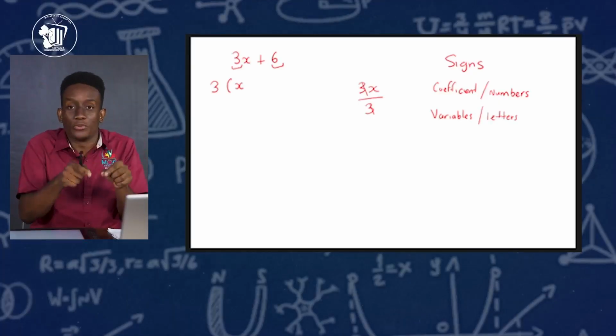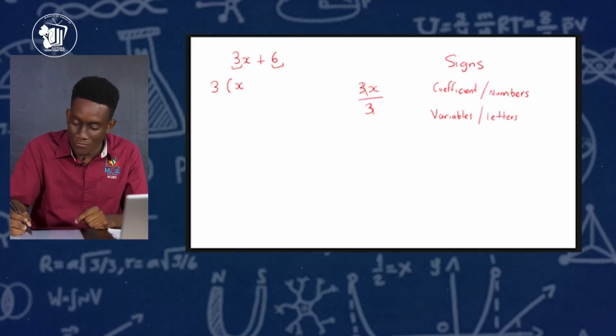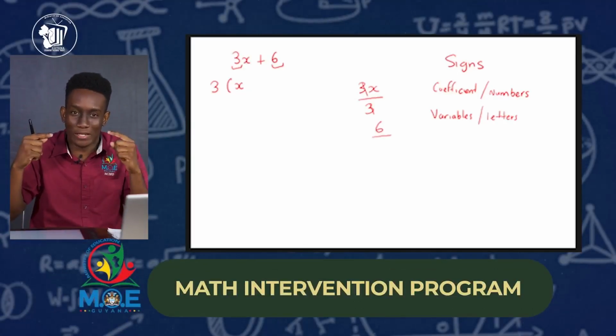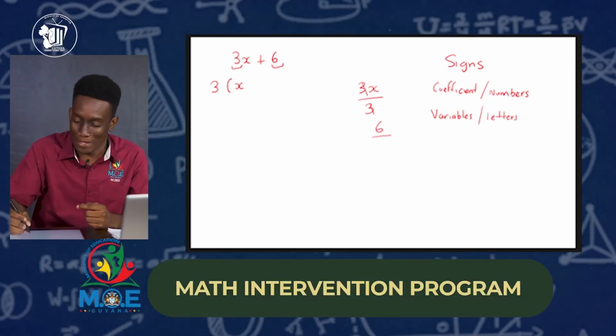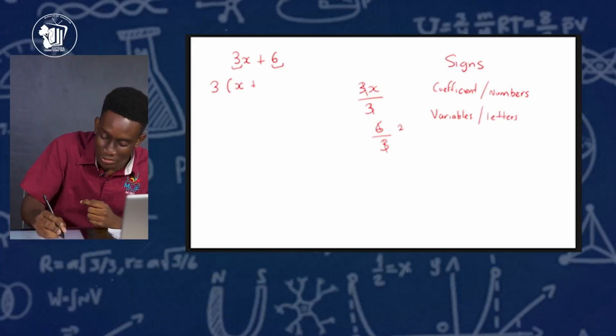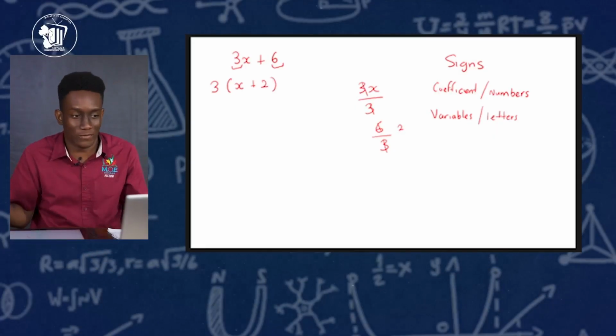And then we go and factor out the 3 from the 6. When you are factorizing or factoring out, you're dividing. I'm repeating this over and over because that is what I want you to keep at the back of your mind, or keep at the front of your mind. So 6 divided by 3 would give us 2. So we're left with x plus 2. And that is the end of that example.